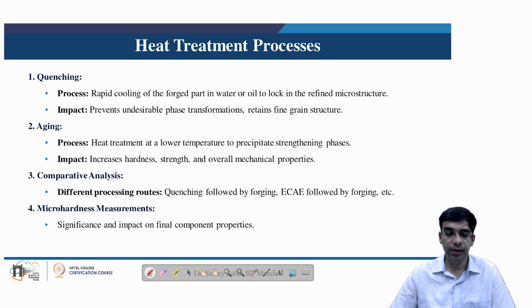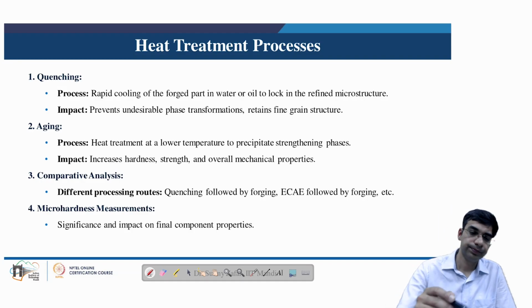Comparative analysis may be done by having different processing routes. Quenching may be followed by forging, and this extreme or equi-angular extrusion process may be followed. Then microhardness measurements may also be conducted after heat treatment to analyze the significance and impact of the heat treatment process on the final component properties.